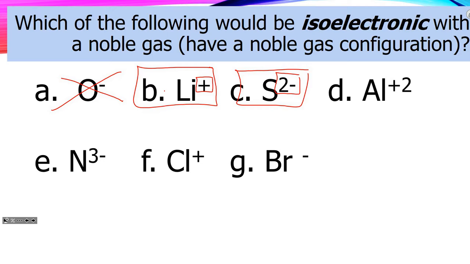Lose 3, so it becomes what? Positive or negative? Positive. So we need 3 here. We only have 2, so that is not isoelectronic. Okay, find nitrogen.